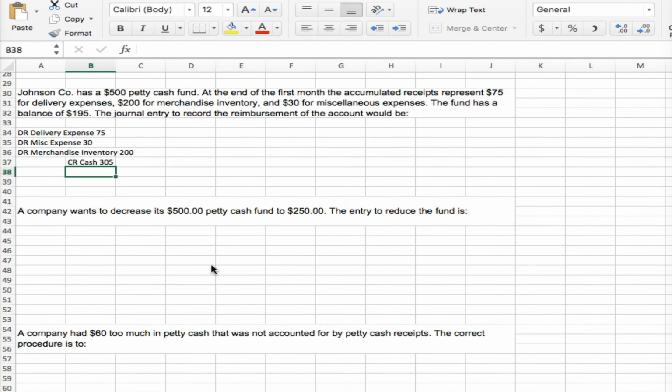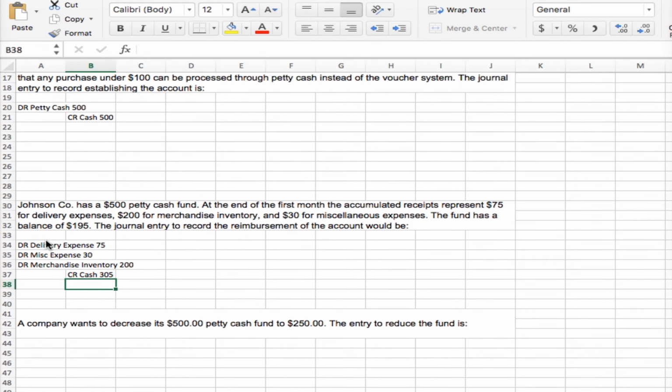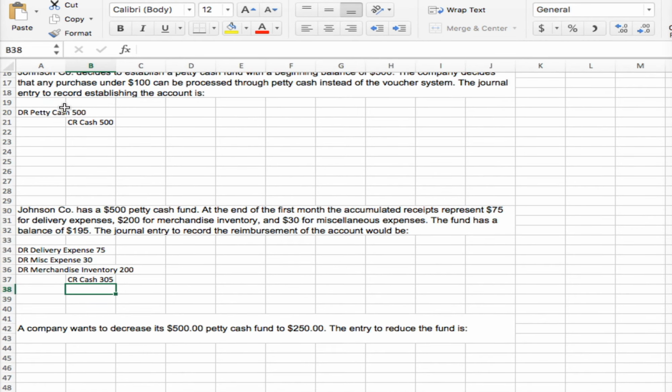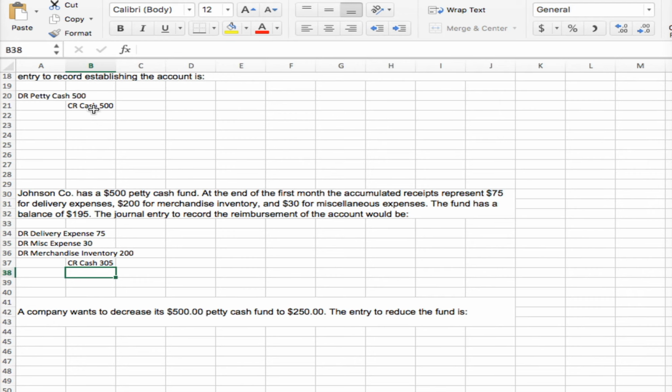Next question. A company wants to decrease its $500 petty cash fund to $250. What is the entry to reduce the fund? Well, if you look back up here, to create the fund, we have this journal entry, debit petty cash, credit cash. To decrease it or to eliminate the fund, we're just going to do the reverse of that.